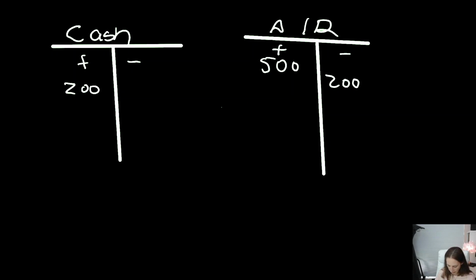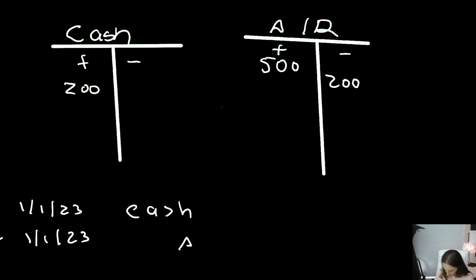Again, debits on the left, credits on the right. Now let's just record that in a general ledger format. So you put your date, let's say it was January 1st, 2023. Your other account is your accounts receivable. Debits on the left and credits on the right. You record your $200 cash collection, and your credit goes to your accounts receivable.